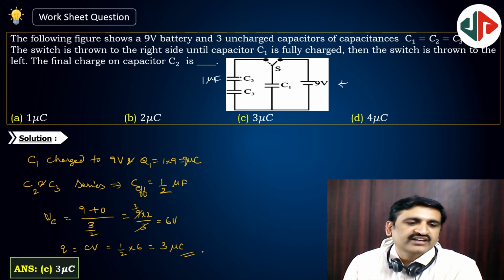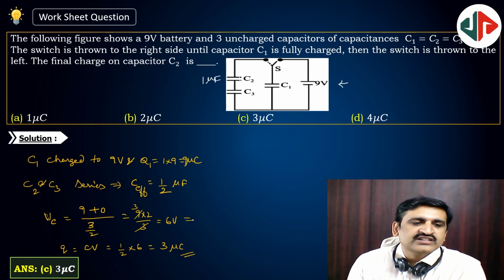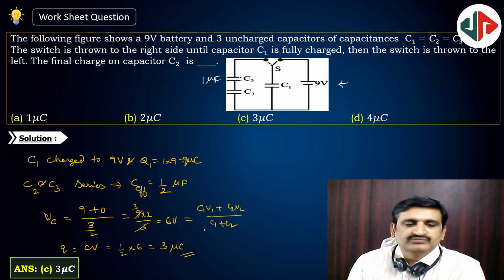3 is given. Okay, see here the common potential formula is C1 V1 plus C2 V2 by C1 plus C2. Like that you can do it. Yeah, I did it in this way.